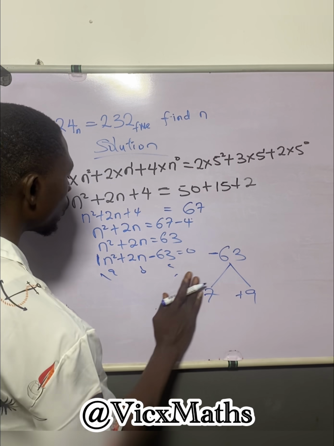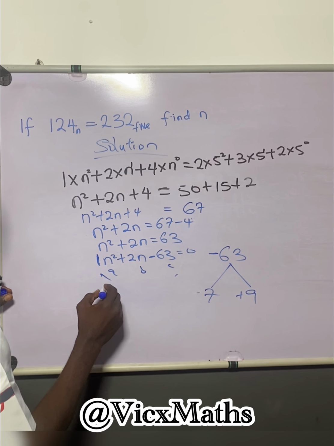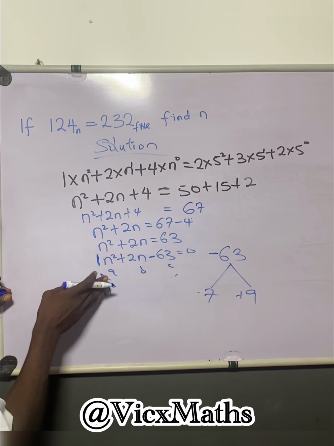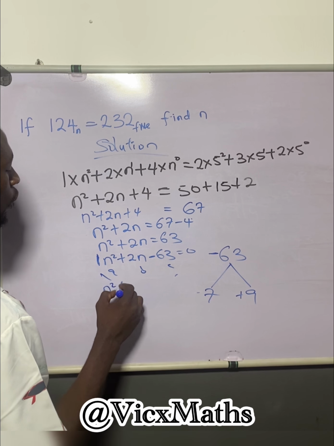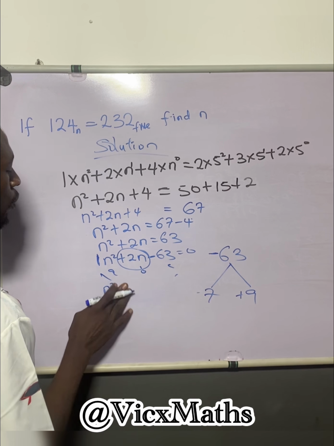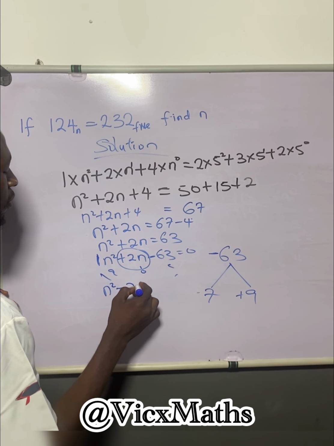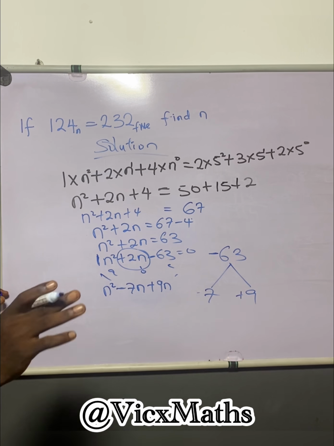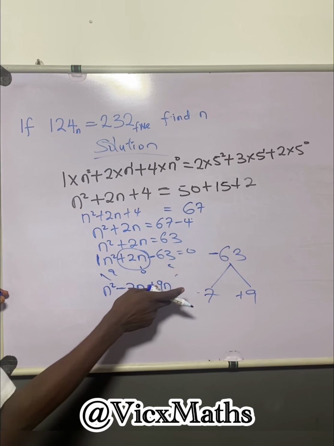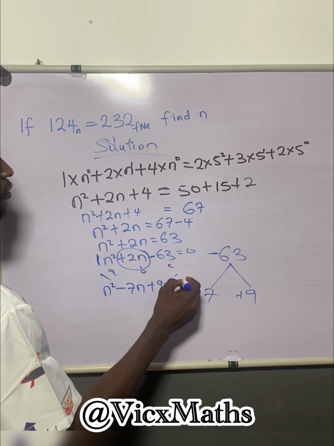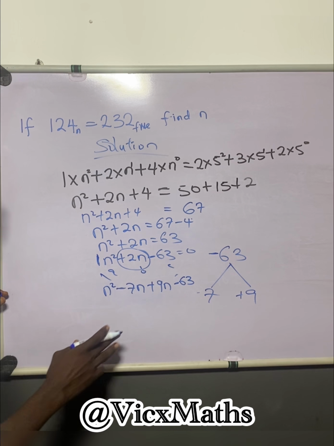So with that, we can write n raised to power 2. 1n is the same as n raised to power 1. When you have 1 as the coefficient of a number, it is the same as just writing the number. You replace this 2n with minus 7n plus 9n. Here is where students find it difficult. This can come here and this can come here, it won't change your answer. Minus 63 remains what it is here.